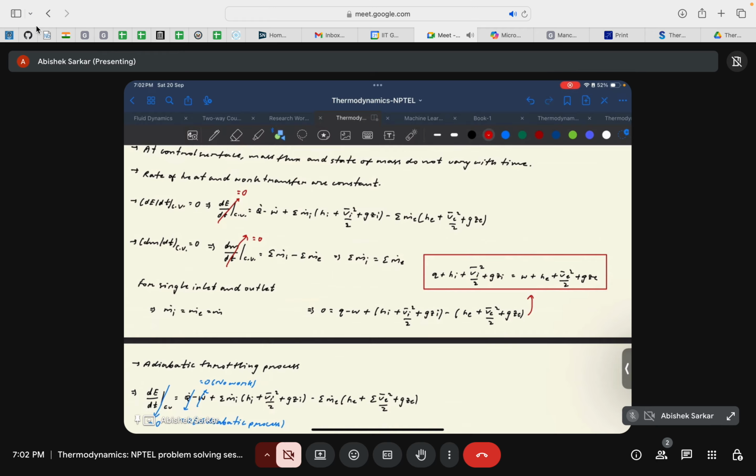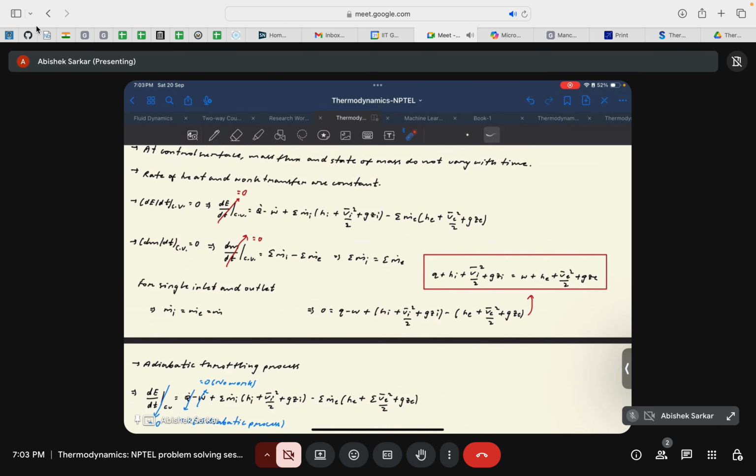So the generalized form would be this equation, but for a single inlet and outlet, this can be simplified to this form. Okay, so that's it, if it's understood now.